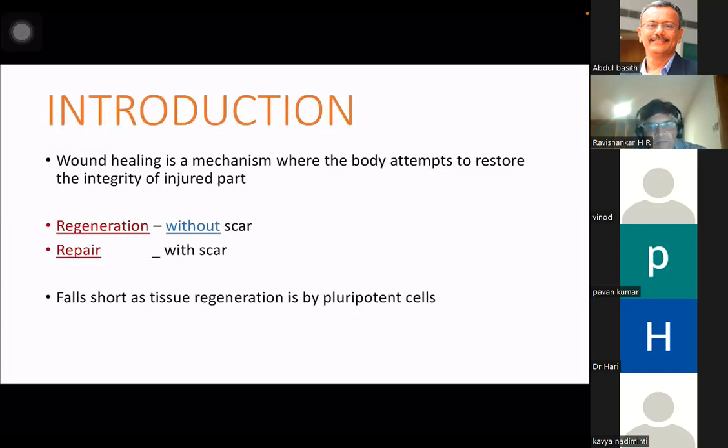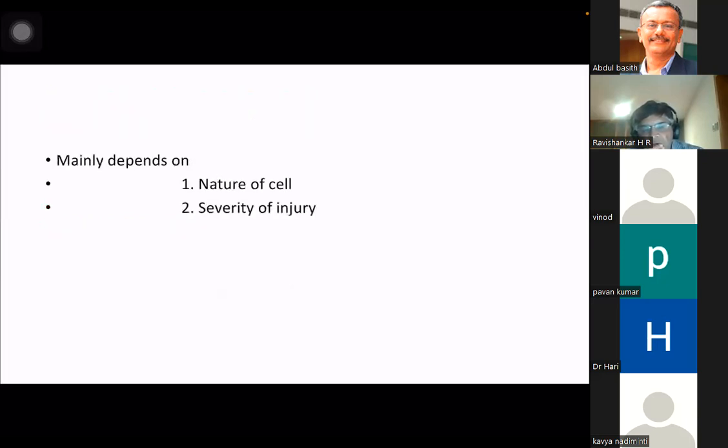Wound healing is a mechanism in which the body tries to restore the integrity of the injured part. Its attempt is by regeneration or repair. In regeneration, there won't be any scar. In repair, there will be a scar. For regeneration, there is a need for pluripotent stem cells. But the healing depends on the nature of the cell and the severity of the injury.